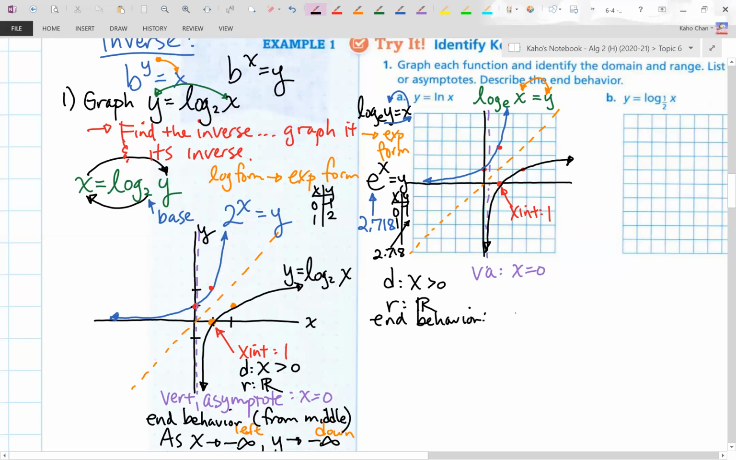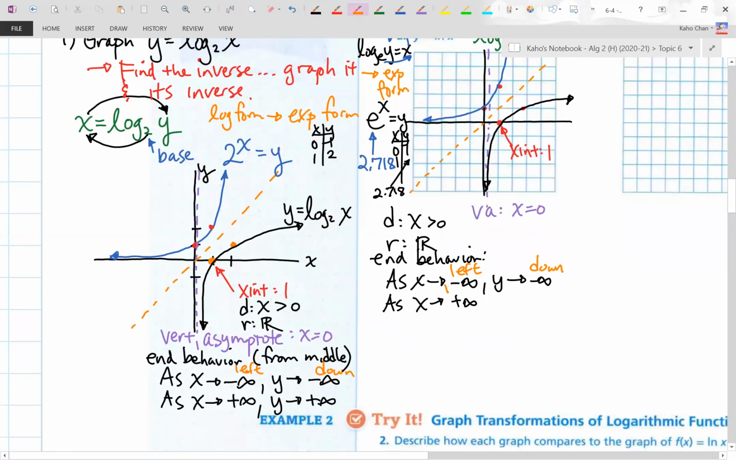It's from the middle, of course. As x goes left, right? Remember going left? What's happening to my y value? The y value is going down. Left, down. As x goes to the right, just like the last one, right? Oh, I never wrote those down. Whoops. My bad. This is right, and this is going up. My y value is going up.